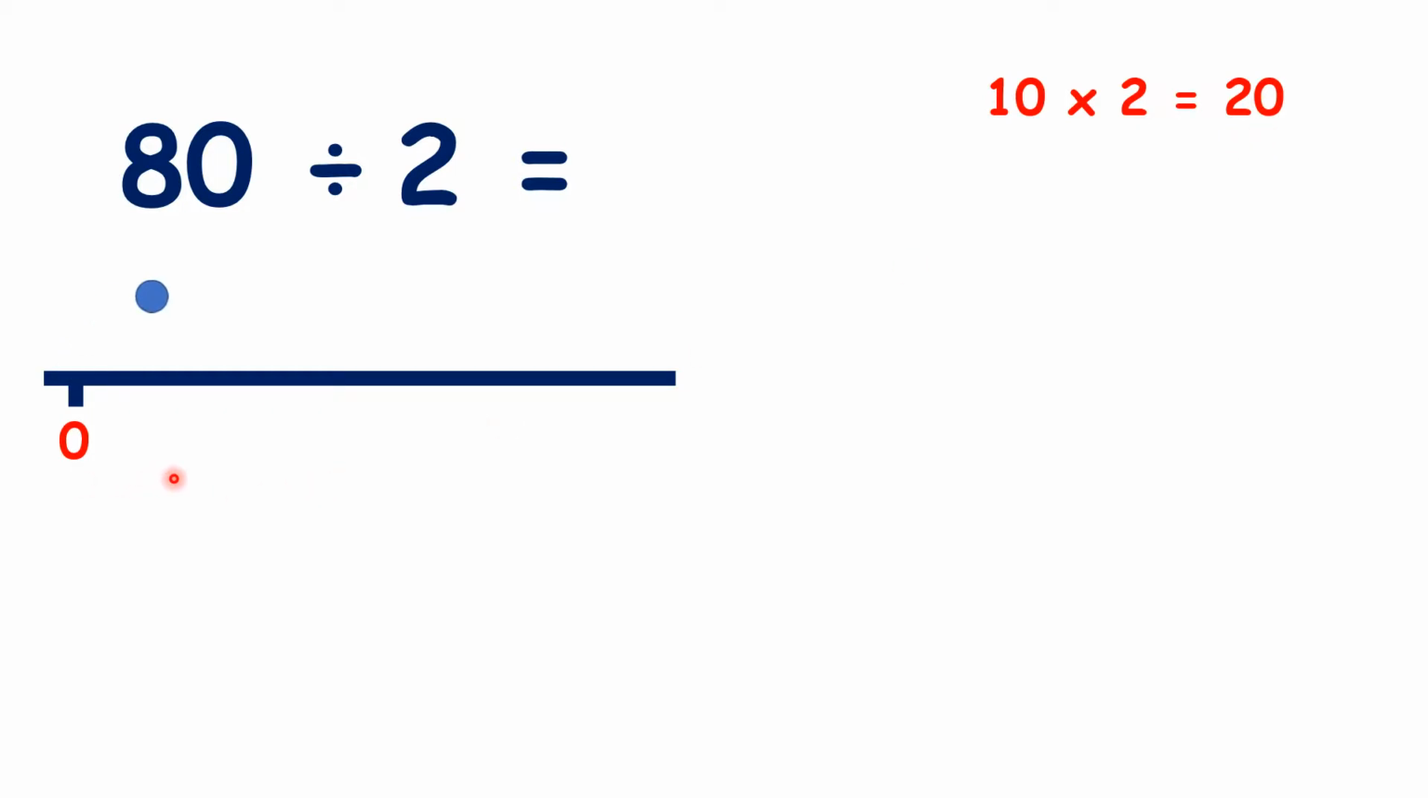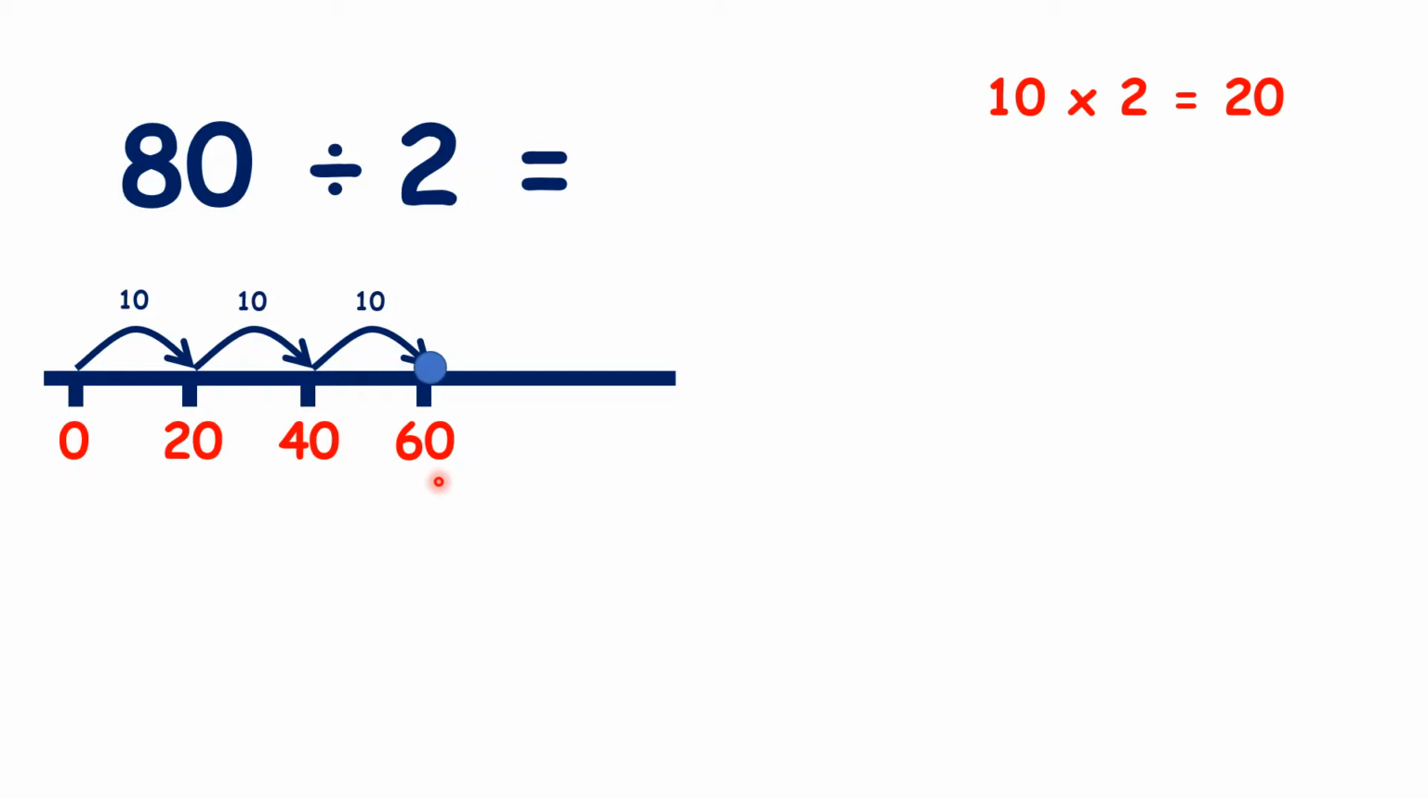10 twos are 20. Then if we count on another 10 twos, we have another 20, so that takes us to 40. Another 10 twos takes us to 60. And then another 10 twos takes us to our dividend, takes us to 80. So altogether, we counted on 10 steps of 2 4 times. So that's 40 steps of 2. So our answer is 40.